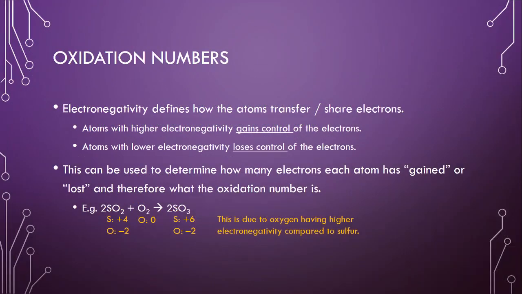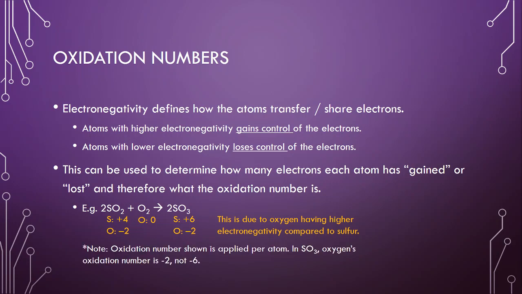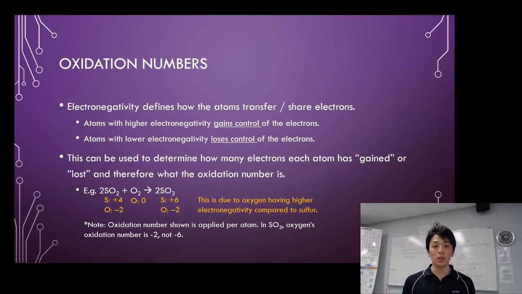I'll zoom in here. This is due to oxygen having higher electronegativity compared to sulfur, and that's the reason why oxygen has gained control over the electrons in sulfur. Please note again that the oxidation number shown here applies per atom. In SO3, the oxidation number of oxygen is -2 and not -6. Oxygen per atom is -2, and that's how you show the oxidation number. We need to know all this for you to move on to how redox reactions work.